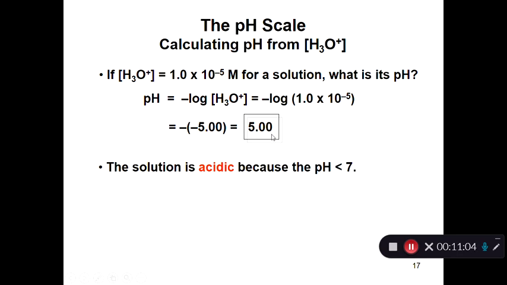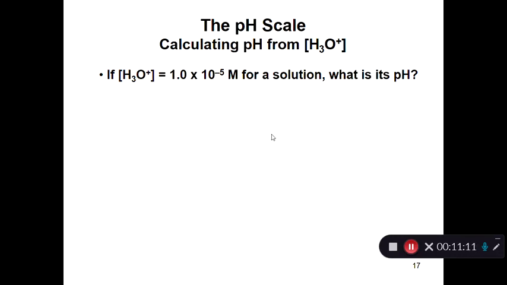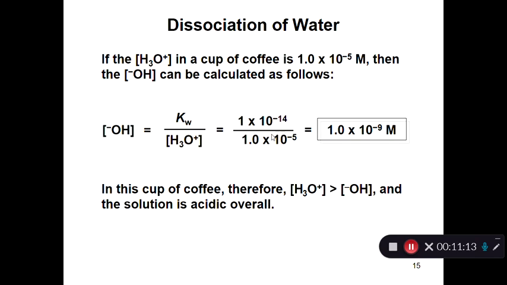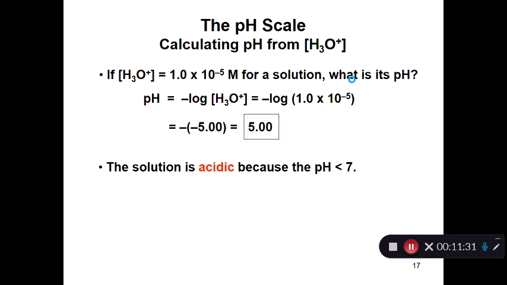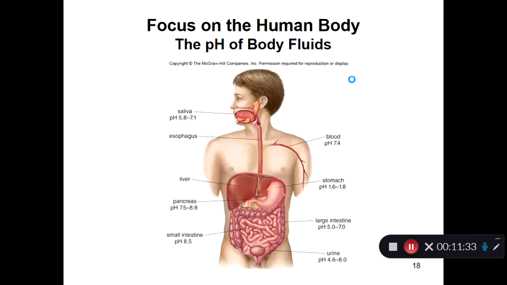pH is 5, so based on our convention, we may say this is an acidic solution. This is the example we reviewed for coffee. So if you had difficulty understanding whether a solution is acidic or basic based on the number we have, you just need to calculate the pH. You see the pH is 5, less than 7, so we call that an acidic solution.